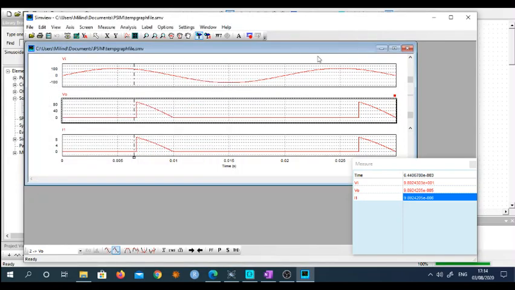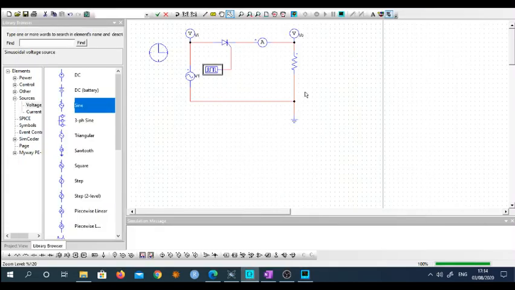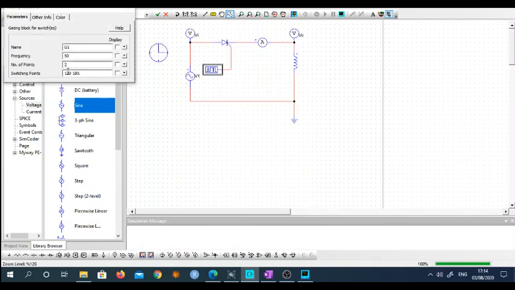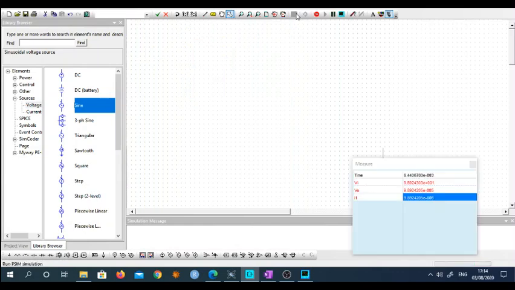Now let me illustrate it with the help of an inductive load. So let me change this resistor. Instead of a resistor, I will put an inductor. Let me choose the inductor and place it here. Cancel this, select this and delete it. I'll change the value. I want to make this very large, so instead of 1, I will make this inductor 10 millihenry. I will change the firing angle. Initially, let's say it is 50 degrees. Click on OK and run the simulation.